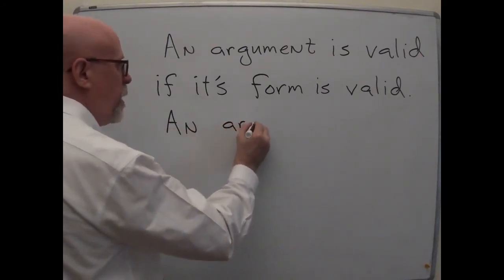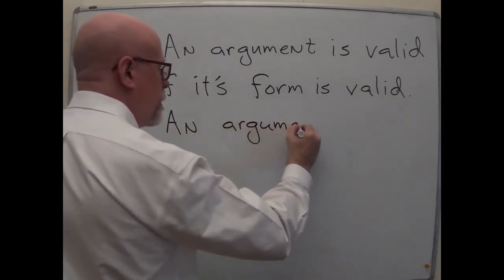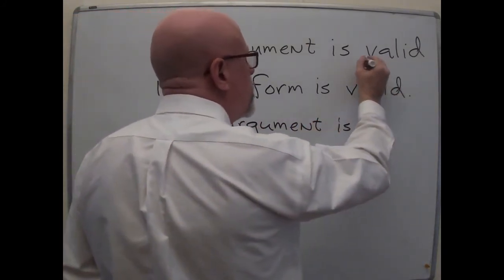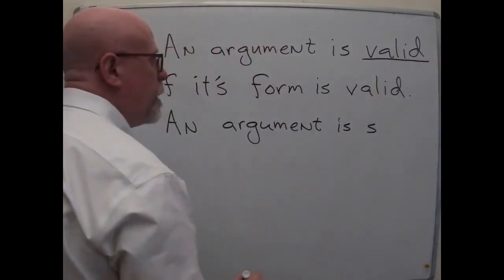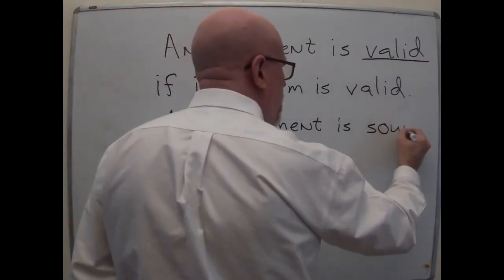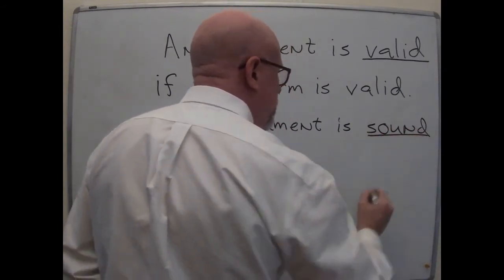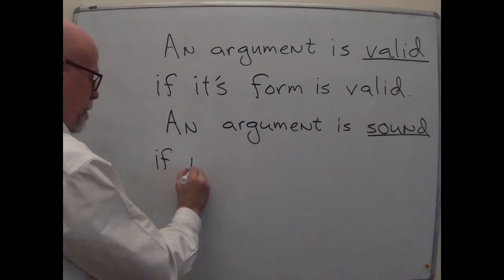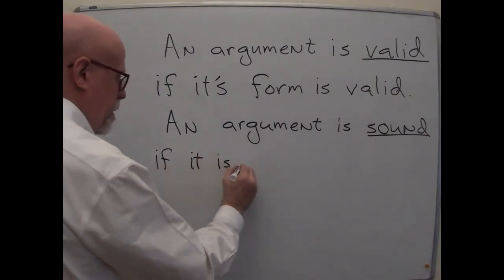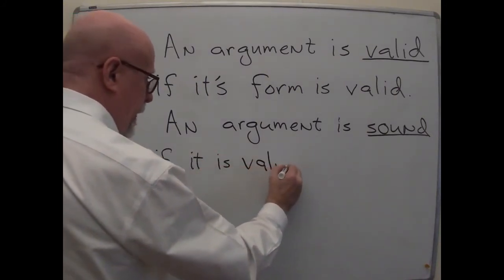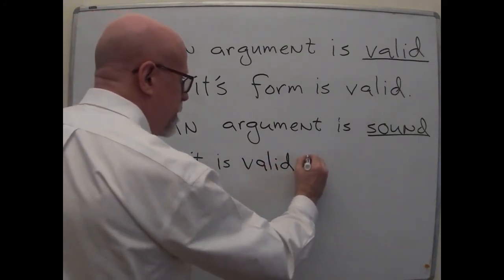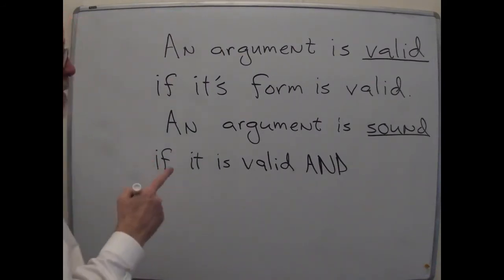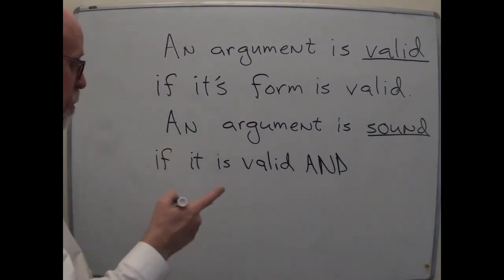An argument is sound. In the previous sentence I was defining the word valid. Sound is being defined in this sentence, and it really means two things. It means the form has to be valid, and I want to emphasize that "and" because some people forget it. The other piece is you have to have valid or true premises.